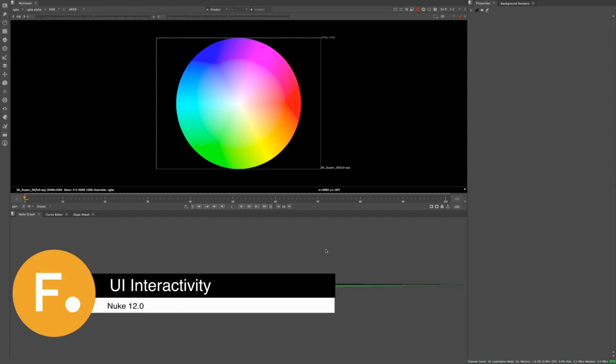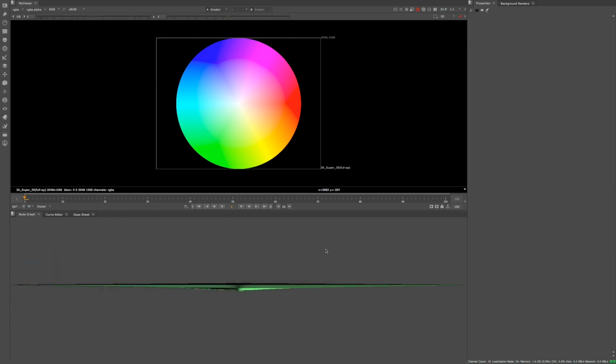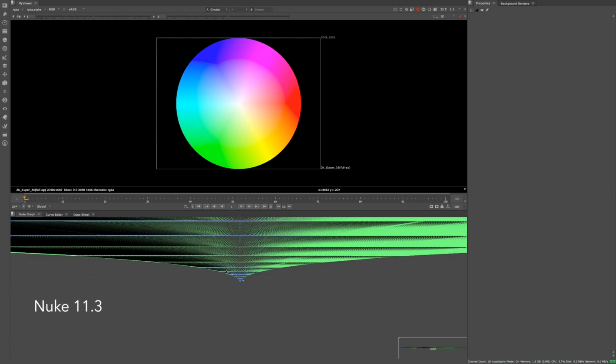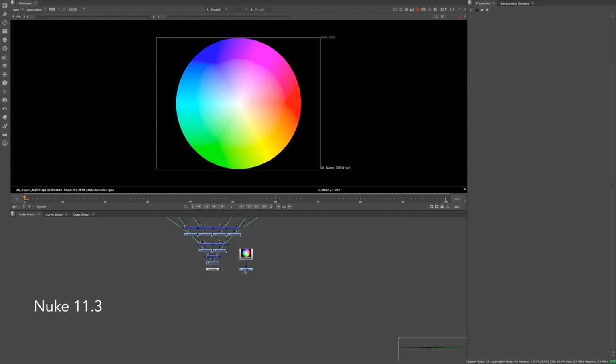For Nuke 12, we have overhauled the way that Nuke processes the UI, which will improve Nuke's responsiveness when working with large scripts. In this example, we have a script with 16,000 nodes in it, all of which are expression linked. Here we have a color wheel with a grade attached, which is disconnected from the rest of the script.